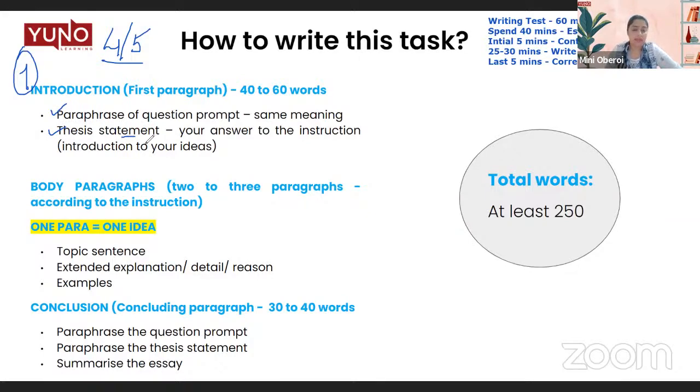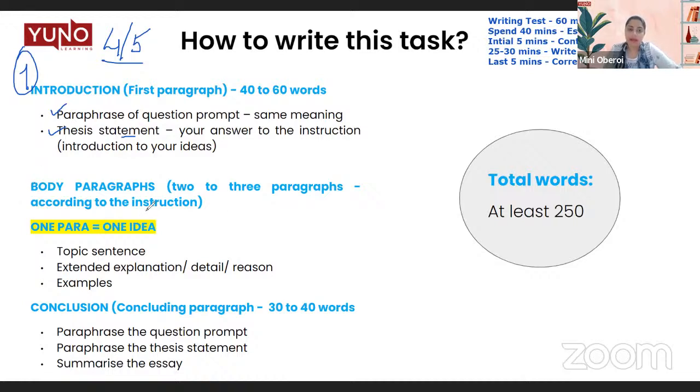Whether you like something or you do not like something, whether it is good or bad, whatever the effects are, you talk about that here. But just a hint. We are not going to elaborate the point. We'll just give a hint. After this comes the body paragraph.